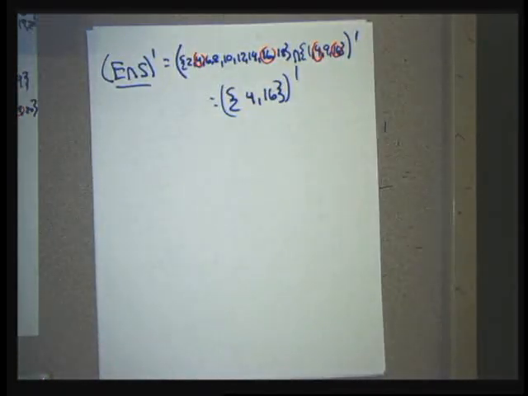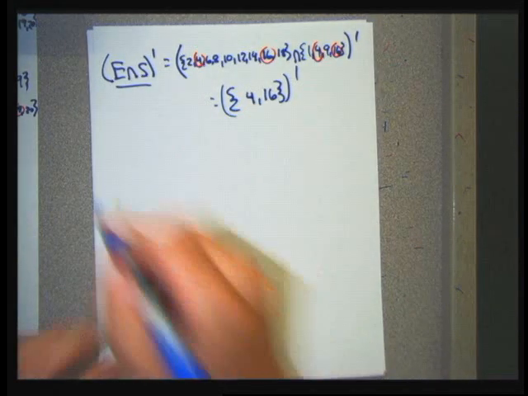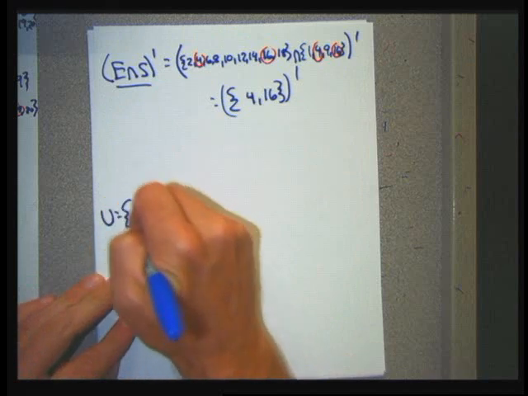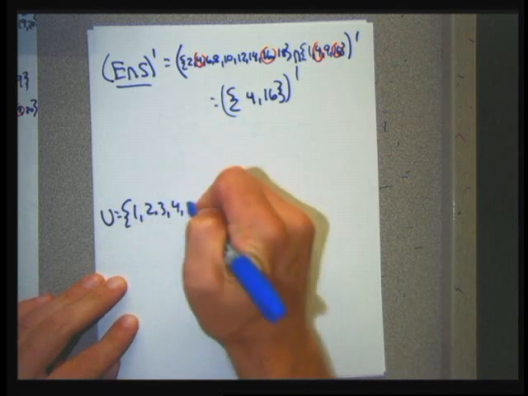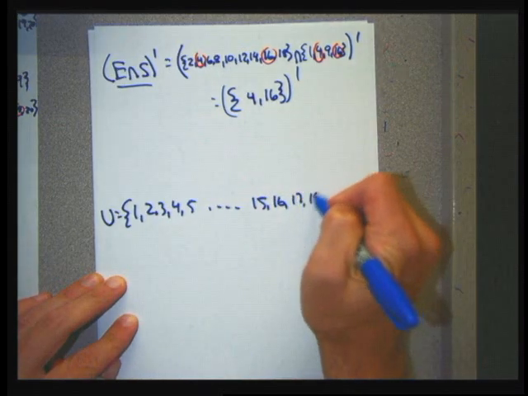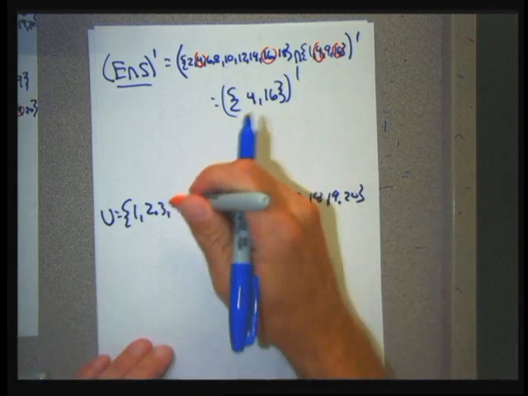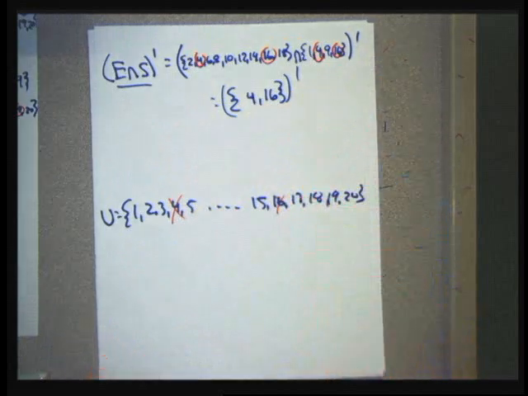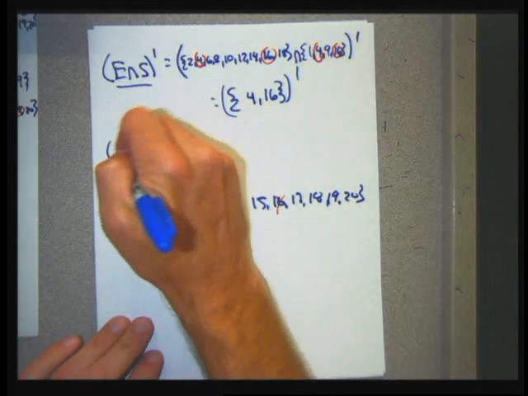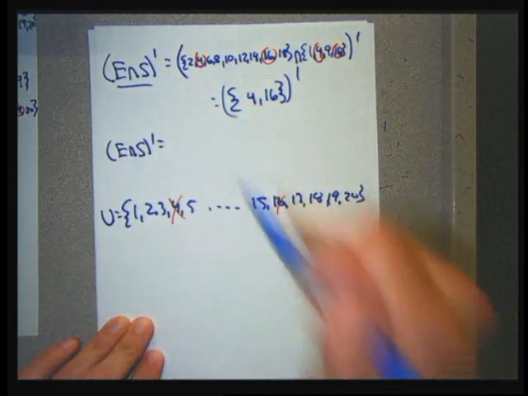To do a prime, the prime of a set is all the numbers in the universe that aren't part of that set. The universe contains the numbers 1 through 20 in this particular problem. To do the prime, I'm going to cross out the numbers that are in the set that I'm priming, and everything left is part of the prime. So E intersection S prime is going to be all the numbers in the universe other than 4 and 16.